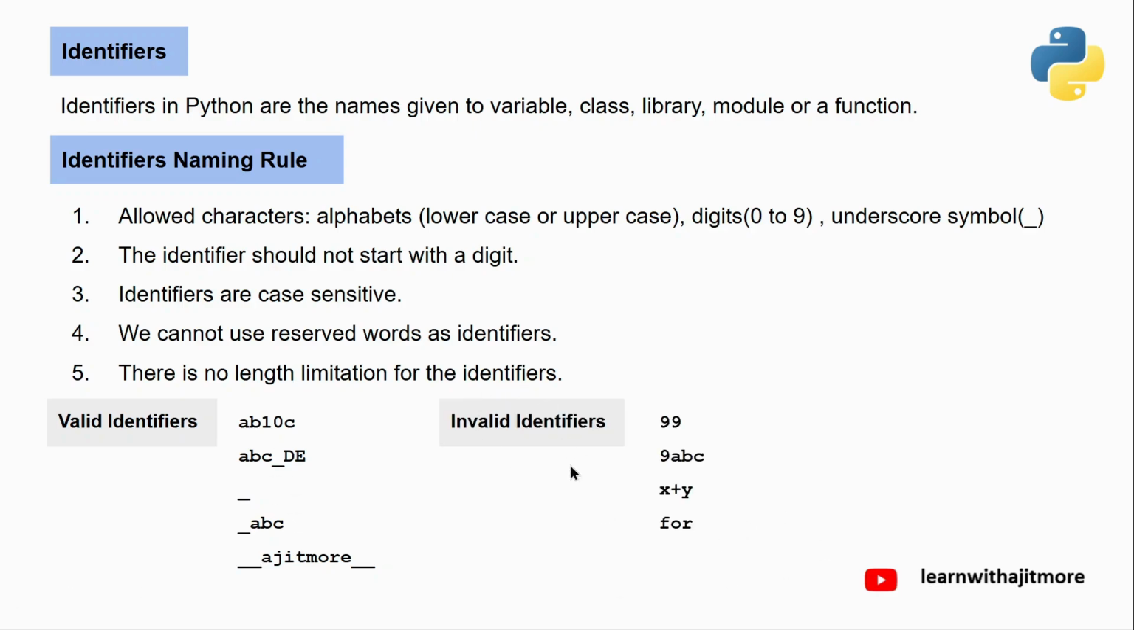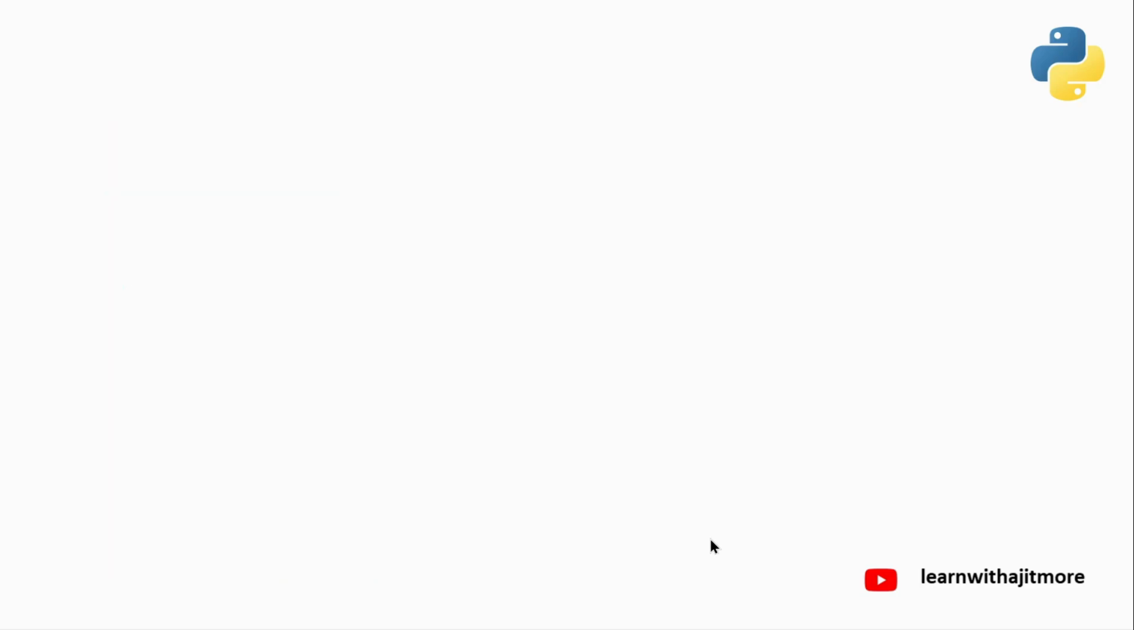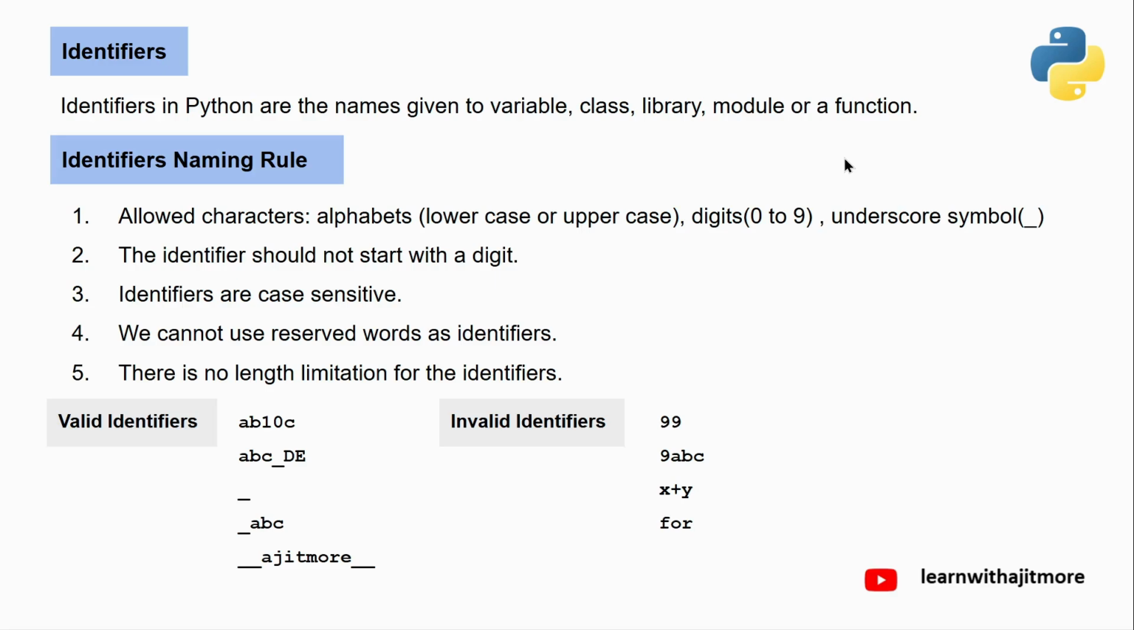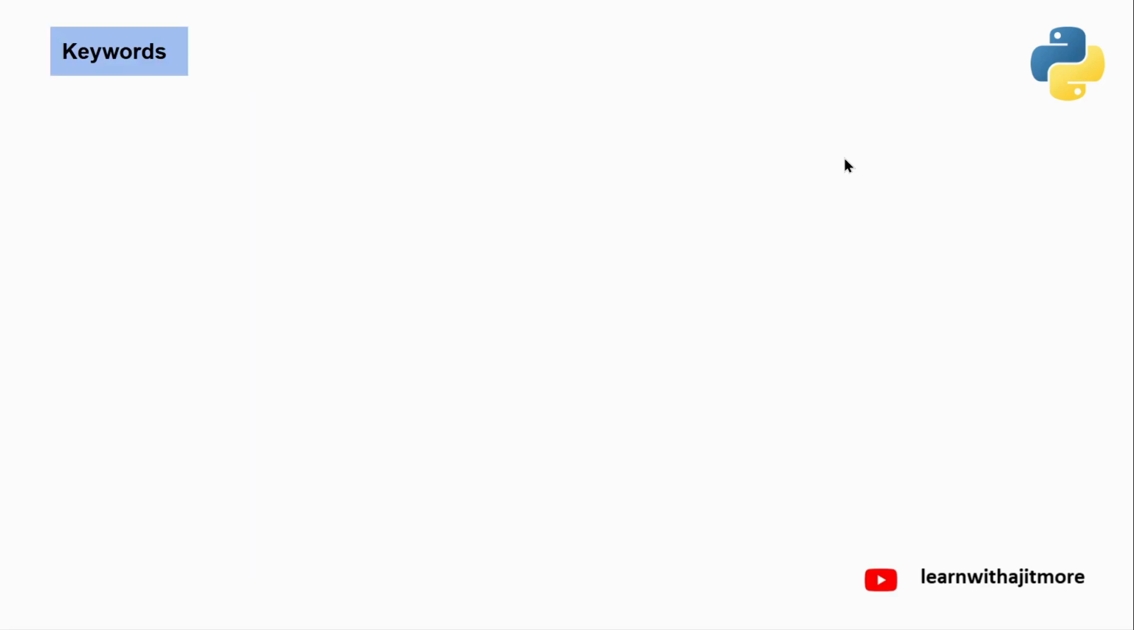And then if you take invalid, 99 is invalid. Why? Because it is starting with a digit. 9ABC, here also it is starting with a digit. X plus Y, that plus is a special symbol, which is not allowed. Only allowed are these things: lowercase, uppercase, digit, and underscore. For is a reserved word, it's a keyword, not allowed. Okay, so identifiers are clear to you. You can give me quick confirmation so that we can move ahead. Yes. Okay.